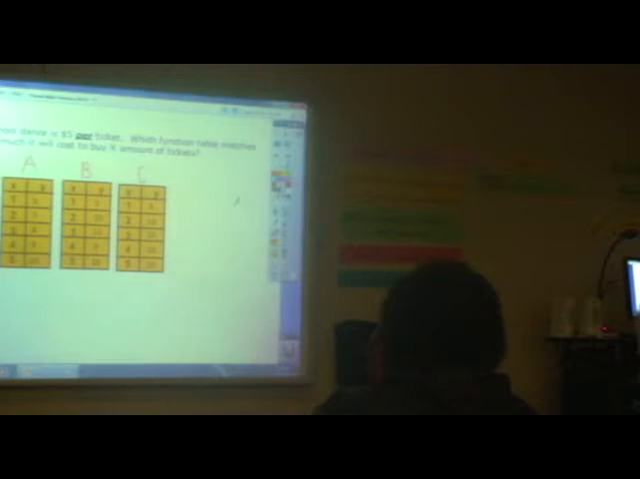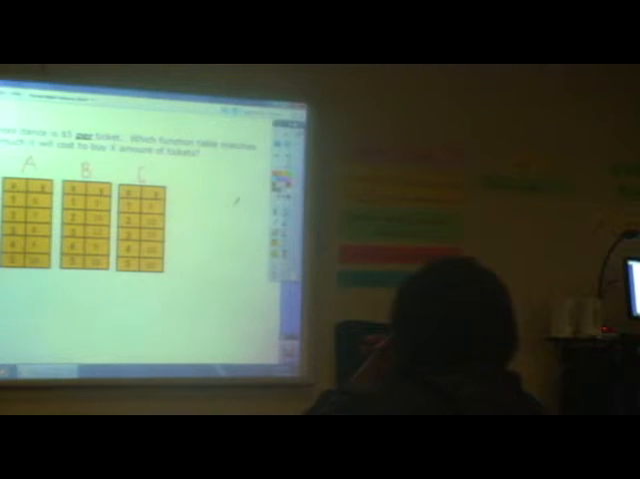All right, now it's parents' turn. Ty, we'll see how they do. Okay, here's the word form. A school dance is $5 per ticket. The reason that's underlined, we talk a lot about keywords. Each, every, and per mean multiply, and they know their addition words and subtraction words. So a school dance is $5 per ticket. Which function table matches how much it will cost to buy X amount of tickets?